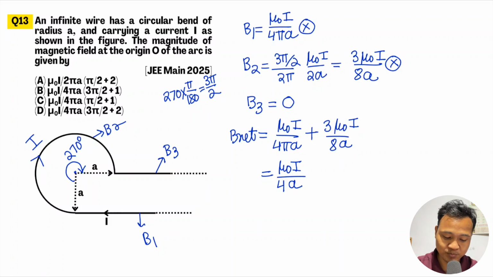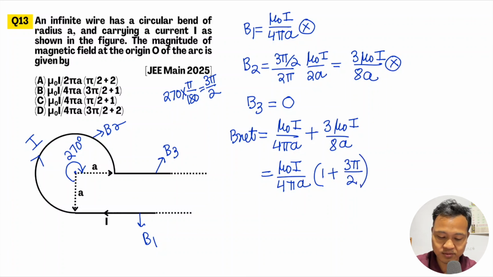You will take 4 pi A outside. So then I will have here 1 plus 3 pi by 2, so 3 pi by 2 plus 1. So overall it is inward. Okay, 3 pi by 2 plus 1. So option B.